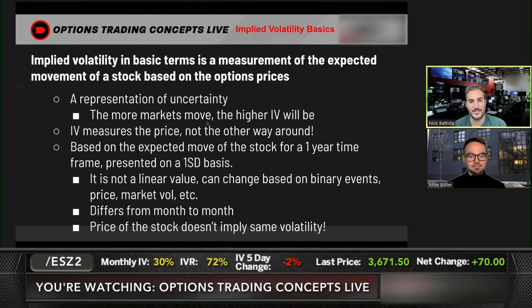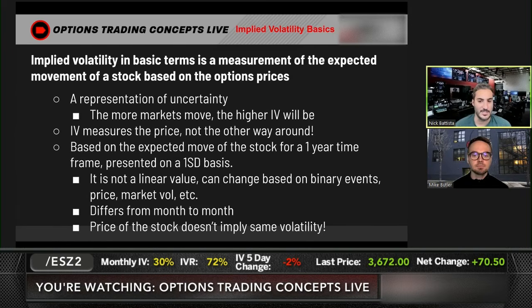So implied volatility basics. Implied volatility in basic terms is the measurement of the expected move of a stock based on the option prices. We should probably underline option prices there, because the biggest key here is that the option prices give us the implied volatility. It's not the implied volatility that gives us the option prices.